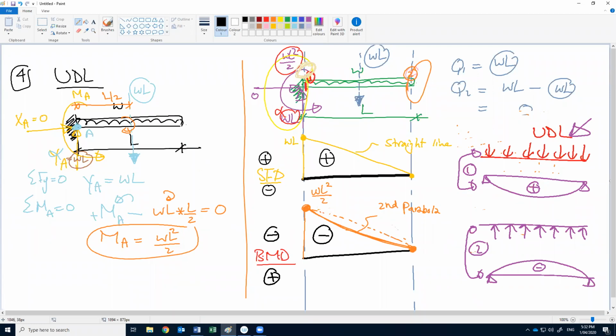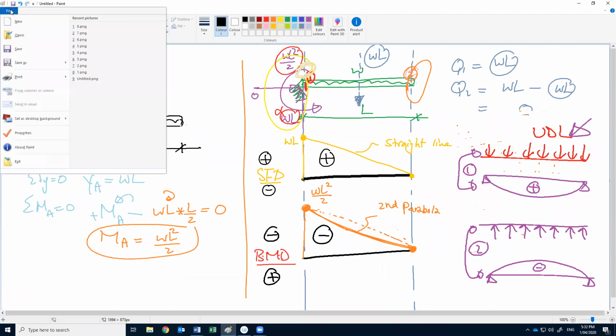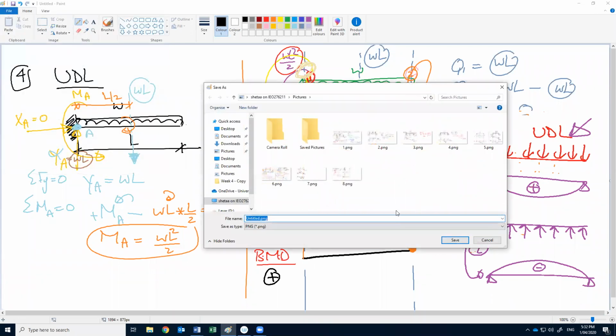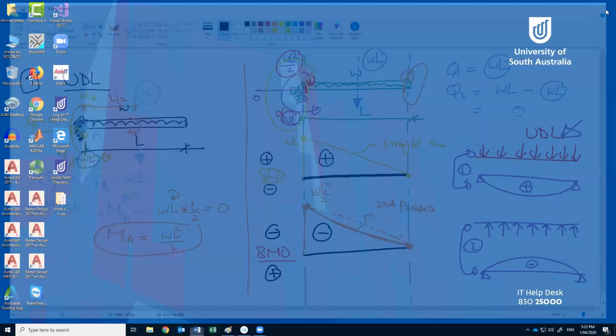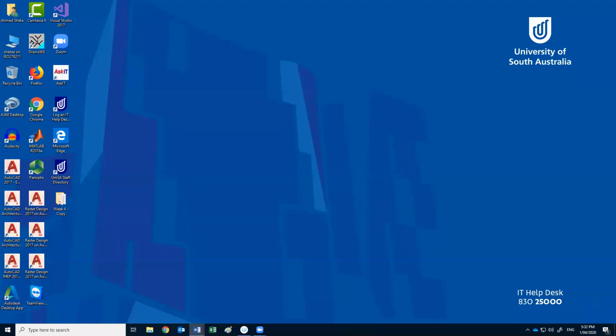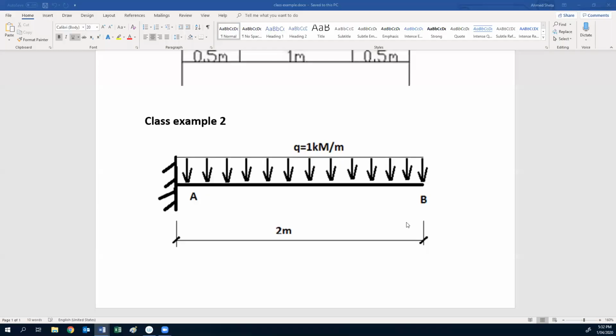Do you have any question? So now we have these two cases for the cantilever, and you need to keep in mind the two cases of the simple beam. Okay. Now we will shift to the tutorial example.